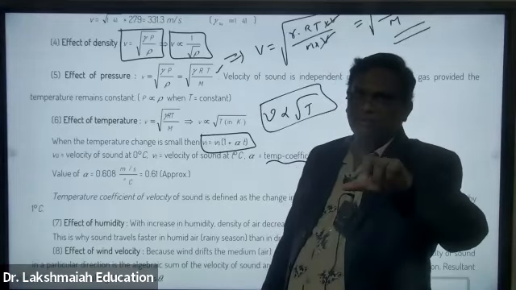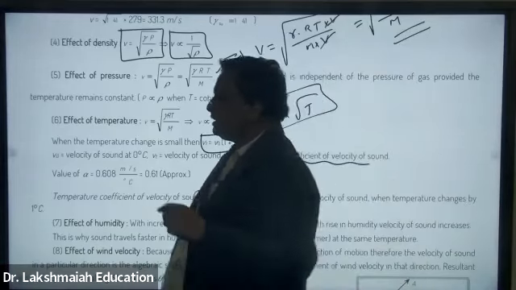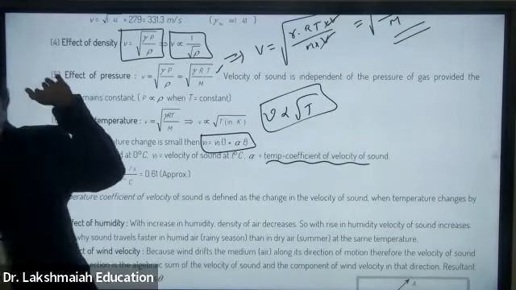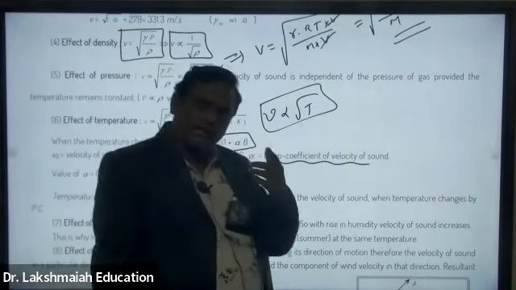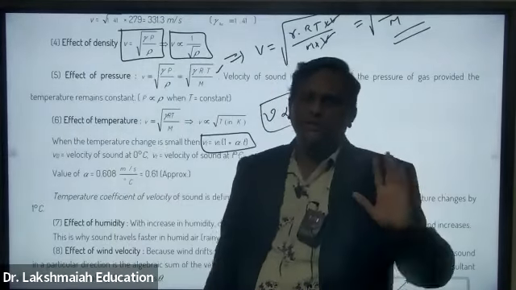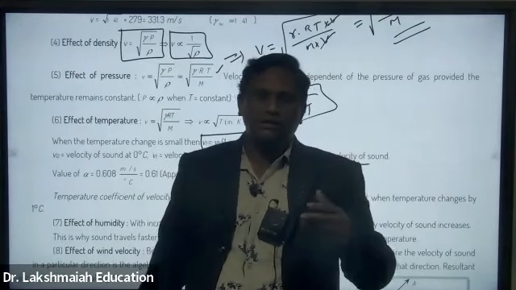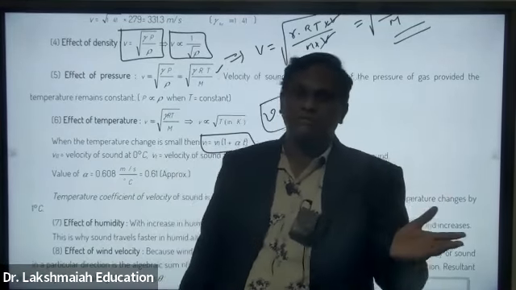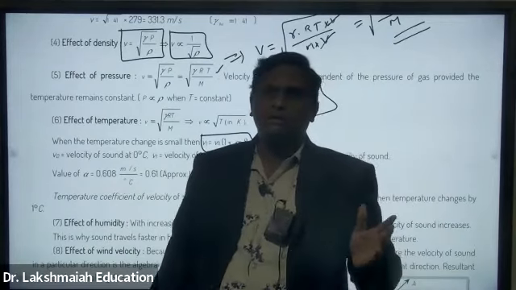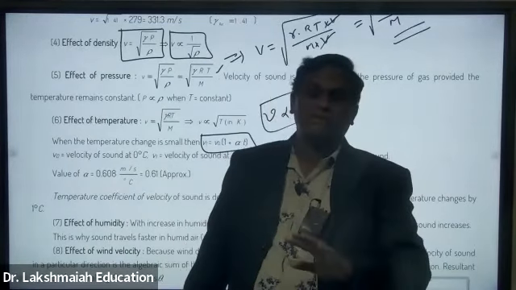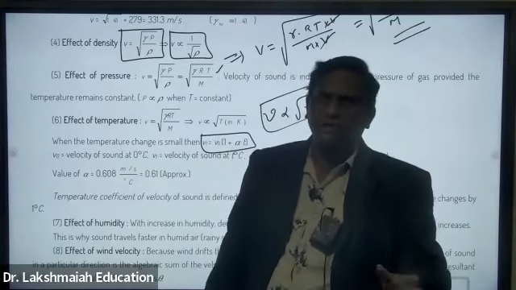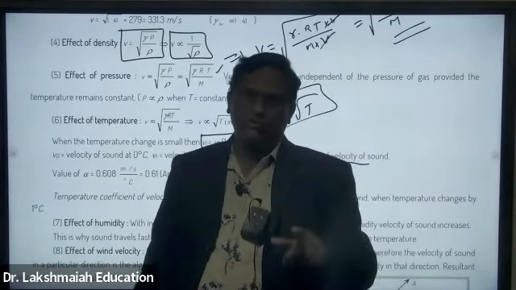According to Newton, he neglected the temperature. He took the temperature to remain constant, an isothermal process. It is very easy. Isothermal means there is exchange of heat between system and surroundings, so the temperature is constant. So it obeys Boyle's law. It is a slow process.